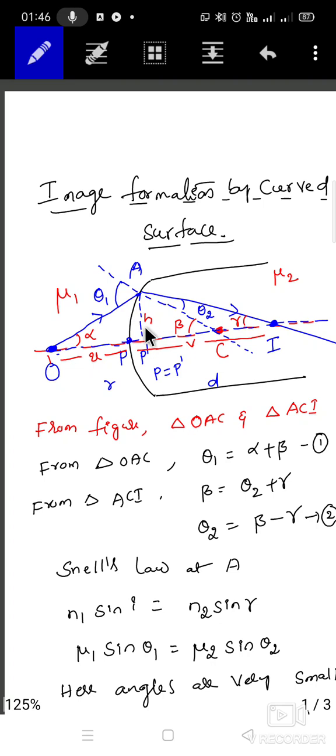The distances are measured considering this as the x-axis and y-axis. Right side we consider as positive values, left side we consider as negative values, according to sign convention. PO is on the left side, the negative x-axis. So PO, the object distance, becomes negative. PC, the radius of curvature, is positive, and PI, the image distance, is positive.